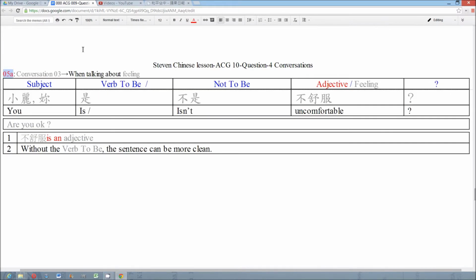This is 5A, and we will use the example from conversation 3 to show how to express the feeling. 小麗，你是不是不舒服? Are you okay? In this question, this part is the feeling, and it is also an adjective. But we can exclude the verb to be and use another question form to show the same meaning.